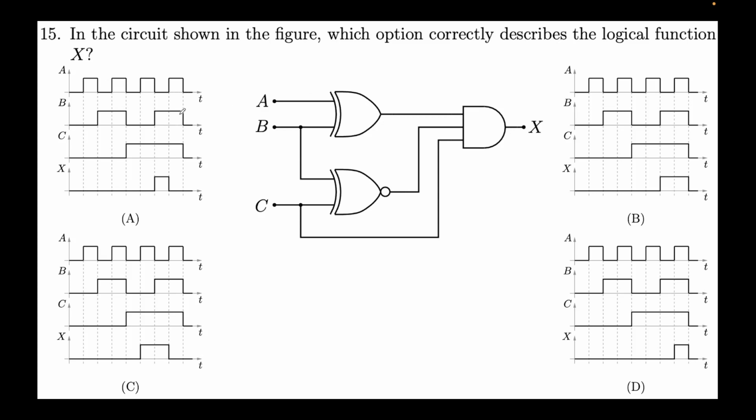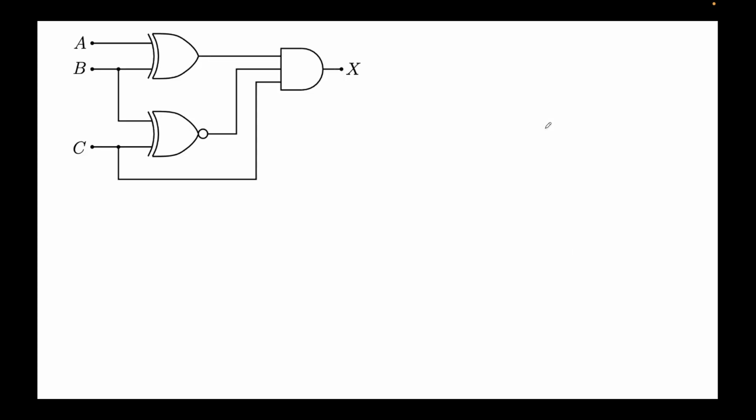So we are given input waveforms for a, b and c. We are required to find the waveform of x. Okay, so let's do that. So this is the circuit. First I'll label these voltages as we did before, y and z. Okay, and let's only consider the blue rectangle first.